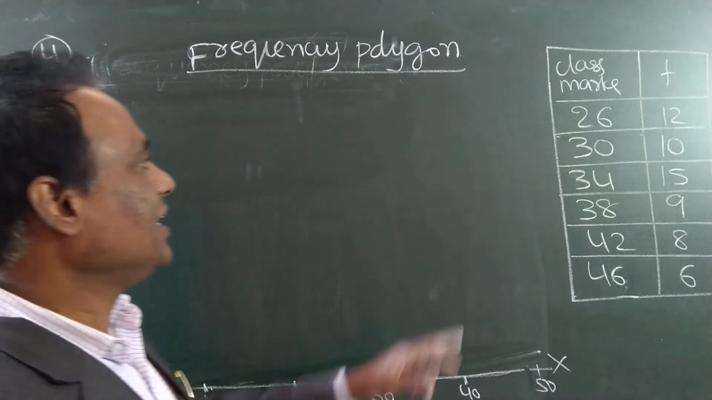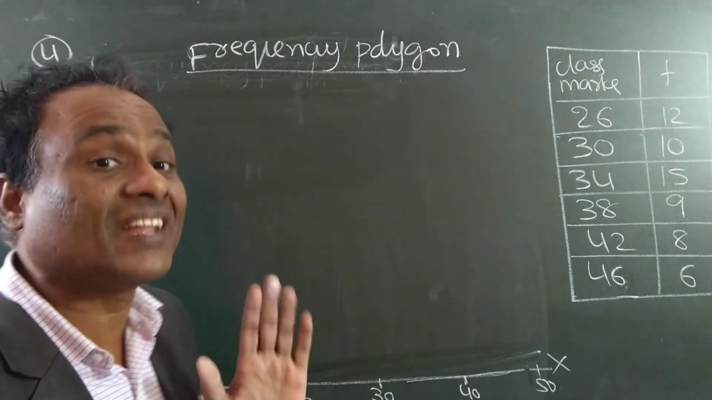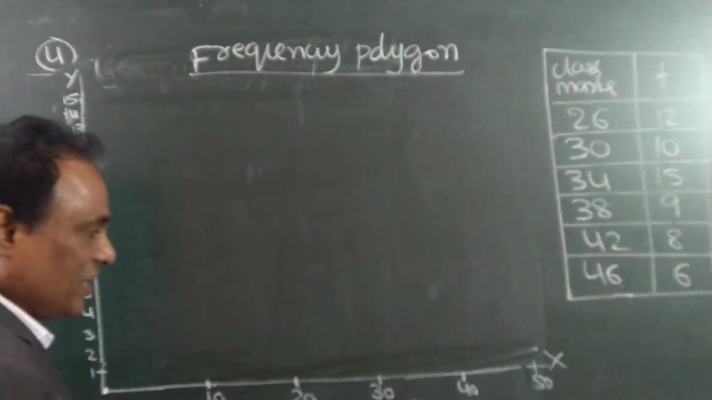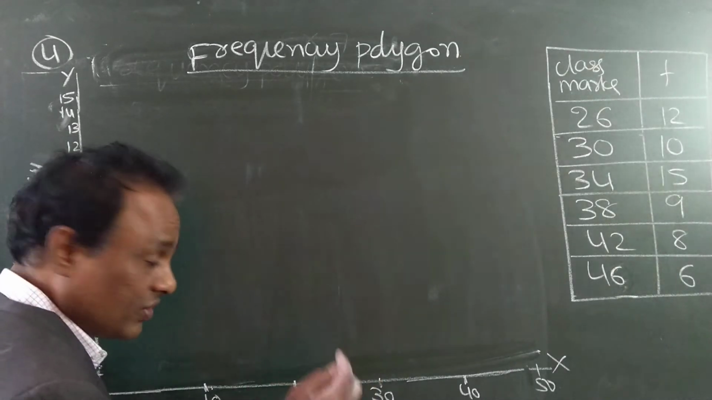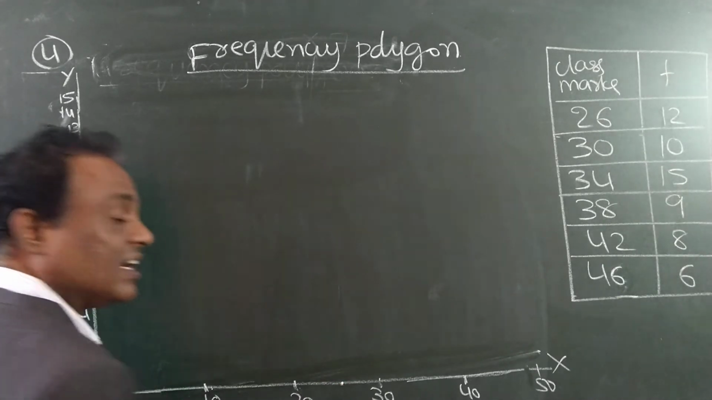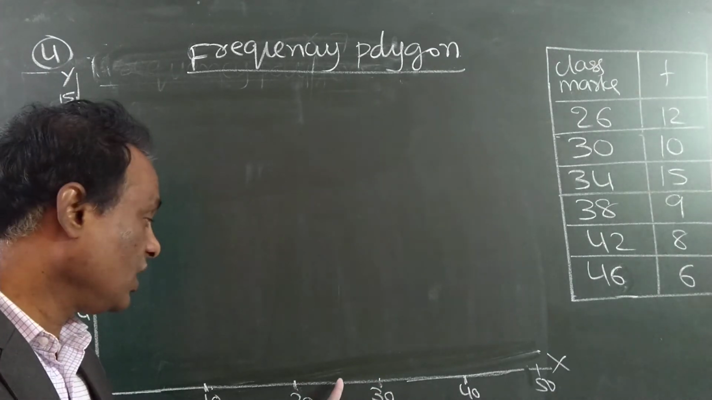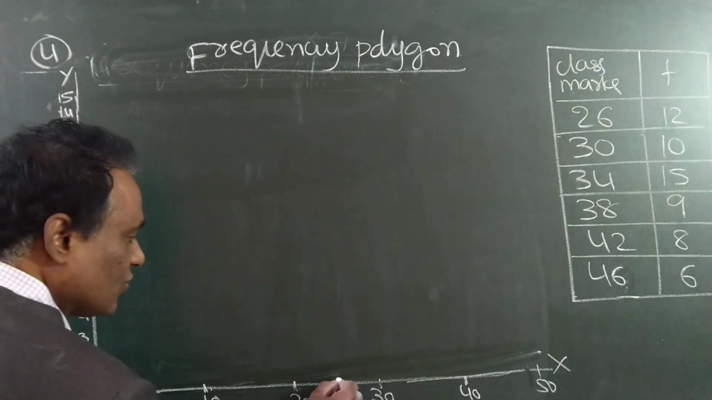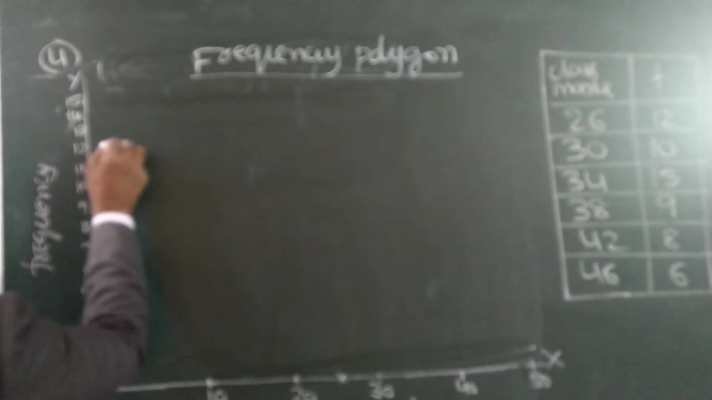Now see students, mid value on the x-axis. First see 26. Where is the 26? Between 20 and 30. If you are using graph paper, in one big box there will be small boxes. So you count 6 and that is 26. Between 20 and 30, say this is 26. What is the frequency? 12. This is 26, frequency is 12. See students, 12 is here.